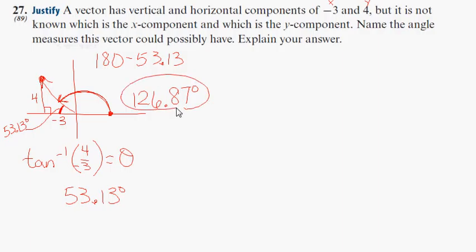Name the angle measure. Now, fortunately, we didn't have to give the magnitude of the vector, although that would be super easy to do because you see it's a 3, 4, 5 triangle. All right, so let's move to the next one.